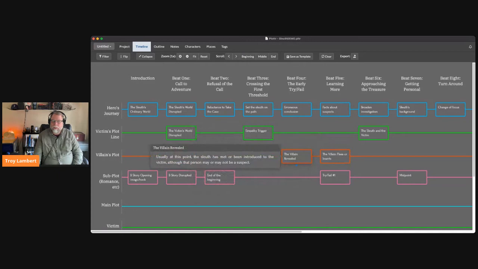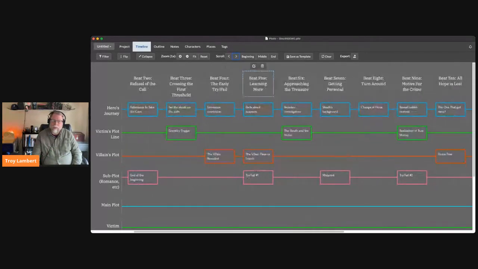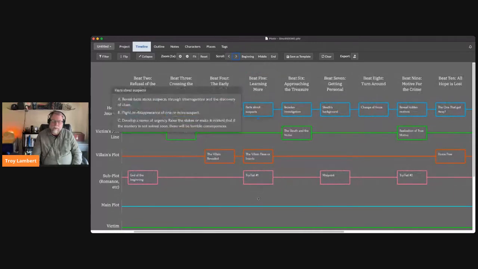Usually the villain is revealed even if the reader doesn't know who they are. At least we see this character appear by this point. Otherwise, when you get down to the end of your mystery, it feels kind of like a cheat. Like all of a sudden this person appears and they're the one that did it. And so there's no way that your reader could have figured it out, and you don't want to leave them wanting in that way. So as we move forward, we learn some facts about the suspects.